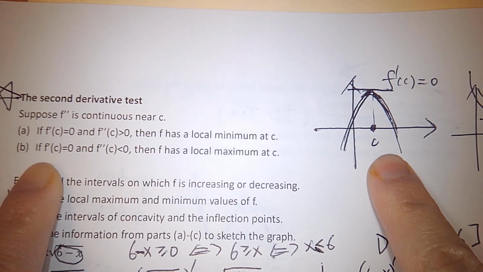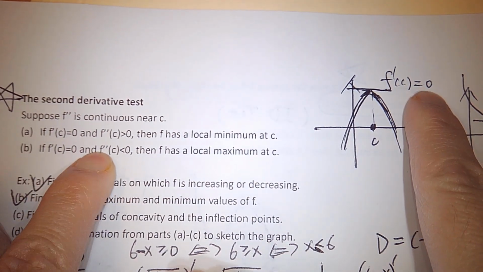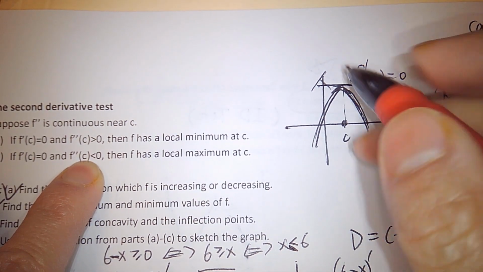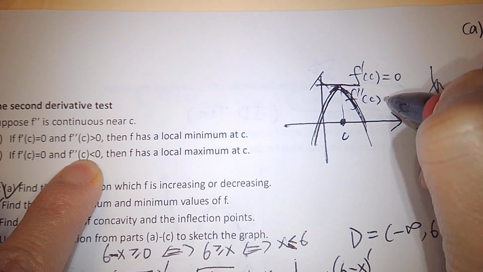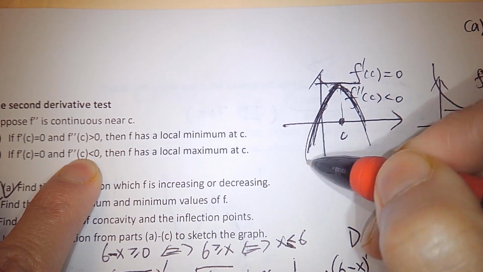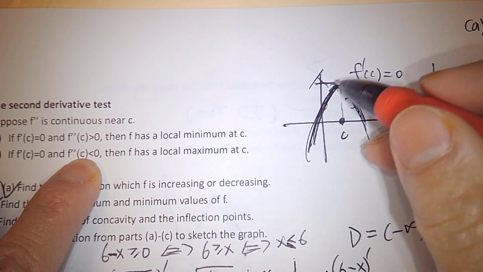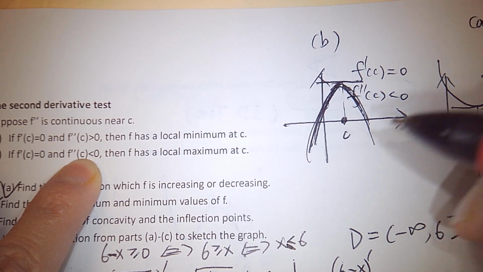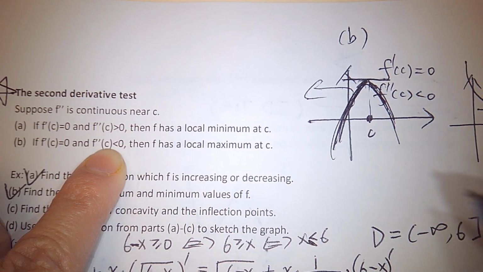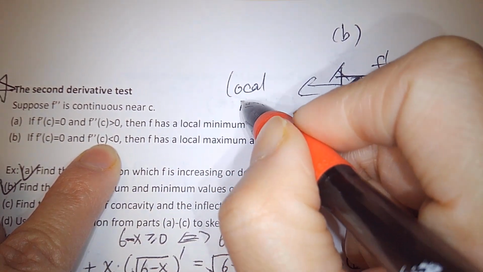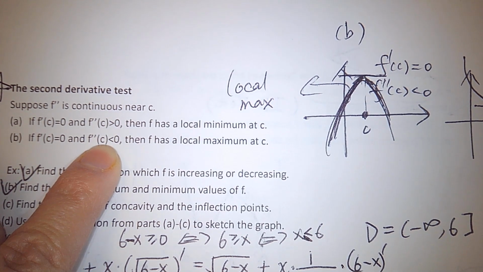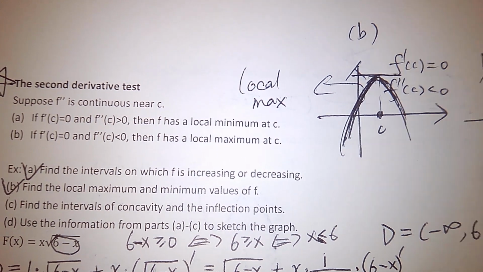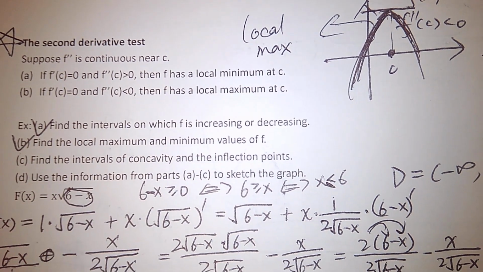How about case B? f prime of c equals 0, but f double prime of c is less than 0, which means the graph is concave downward, right? So if the graph is concave downward, we should have a local maximum. This is case B, okay? You guys see that? Alright, so this is the second derivative test to find a local minimum and local maximum.